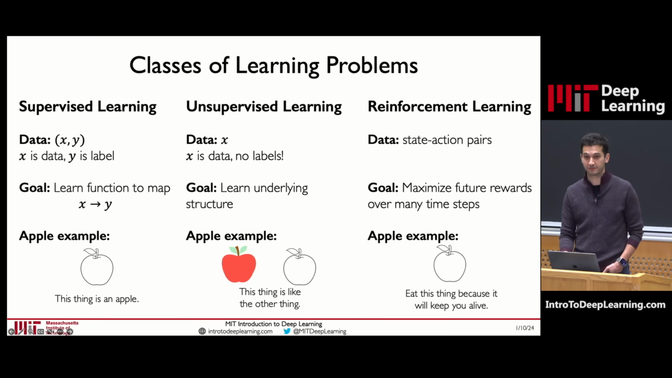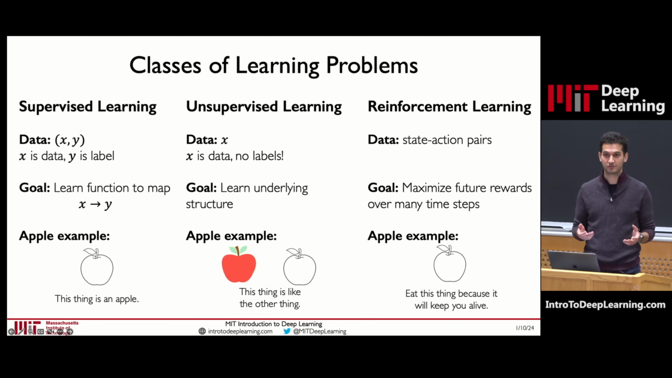So the goal of reinforcement learning, said very simply, is to create an agent, to create a model that can learn how to maximize the future rewards that it obtains over many time steps into the future. So this is, again, a completely new paradigm of learning problems from what we've seen before. There are no ground truth labels in reinforcement learning, right? You only have these state action pairs, and the objective, the goal, is to maximize some reward function.